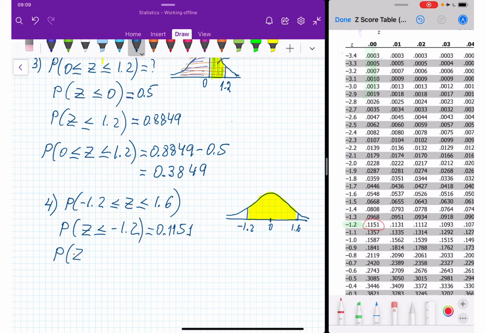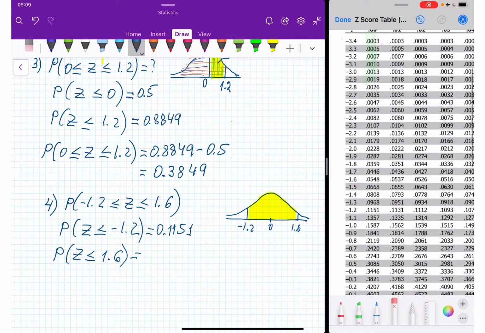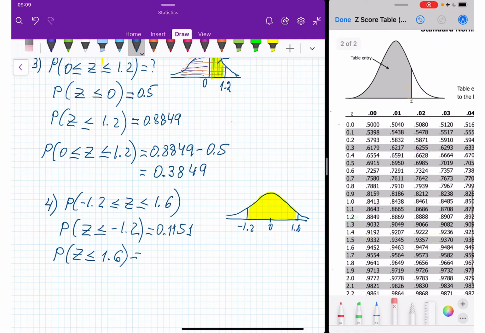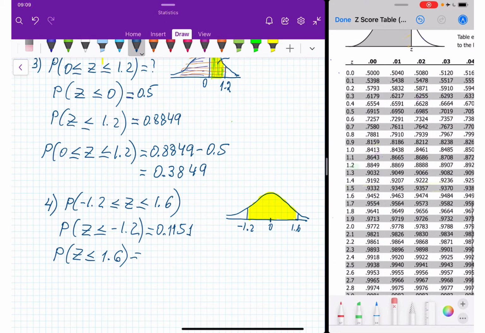For this z-score less equal 1.6. Now let's find for this z-score less equal 1.6. So going to positive 1.6. It's right here. And the area is 0.9452.